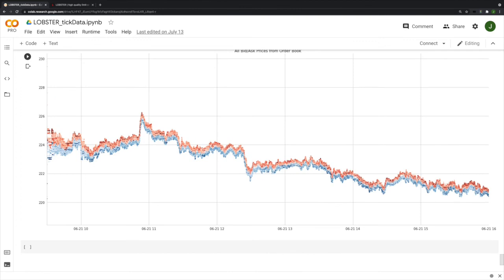But there you go. What we did in this notebook was we loaded the Lobster ITCH data. We pulled out the specific company and day that we were interested in and sorted through it and just made this nice bid and ask plot.